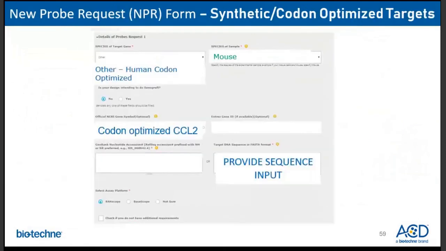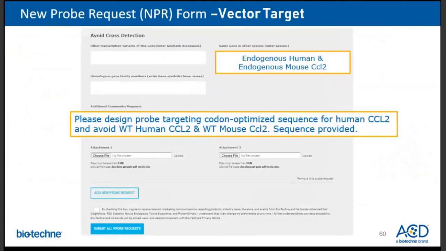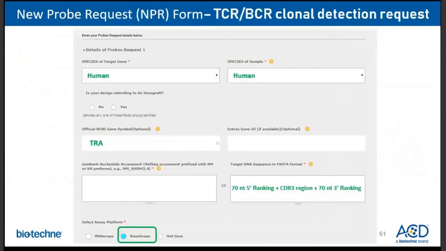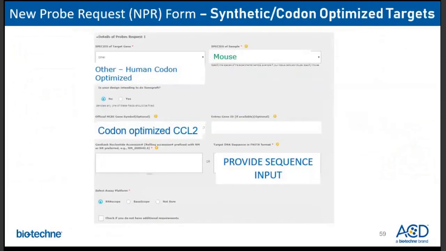So next is the codon optimized targets as well. These targets also can be designed with our RNAscope probes.